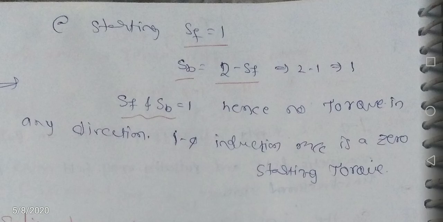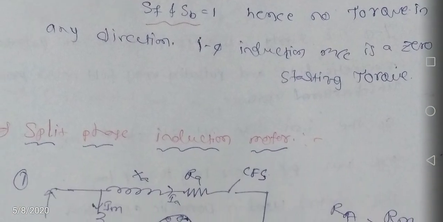So due to the forward flux, the forward slip and backward slip values are both 1. So due to these two torques, TF and TB, the motor will not rotate in any direction. So single phase induction machines have starting torque equal to 0.